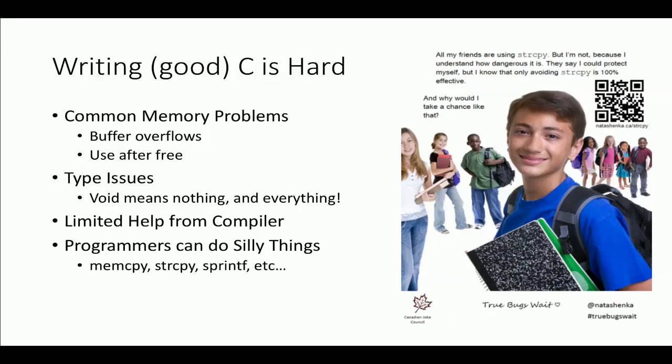And programmers can do silly things, and this again comes down to organizational, what you allow. But things like memcpys and strcpys and sprintfs. We have this kid here telling us that all his friends are using strcpy, but he's not because he understands how dangerous it is. And that's just something that's hard to avoid. You can audit code, you can make sure that people don't do it, but that's a secondary protection. It's like a process level protection as opposed to a language level thing. So that's just a challenge that you've got to deal with.